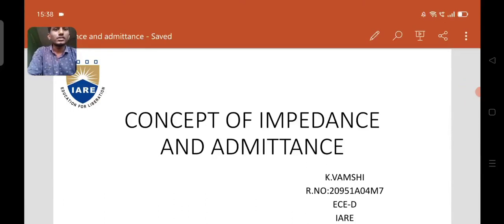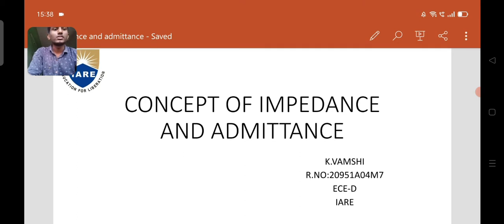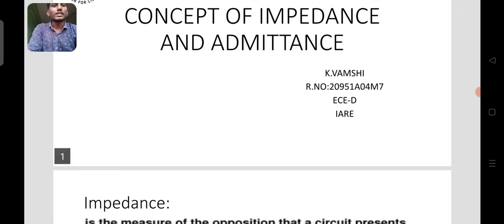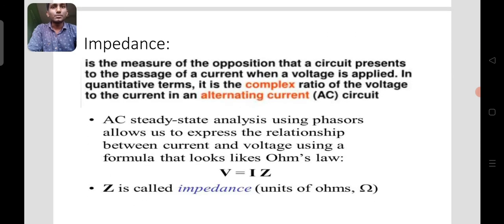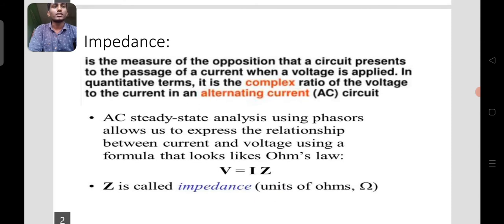So today I want to discuss the concept of impedance and admittance in electrical circuits. Getting into the topic, first, what is impedance? It is the measure of opposition that a circuit presents to the passage of current when a voltage is applied. In quantitative terms, it is the complex ratio of the voltage to the current in alternating current circuits.